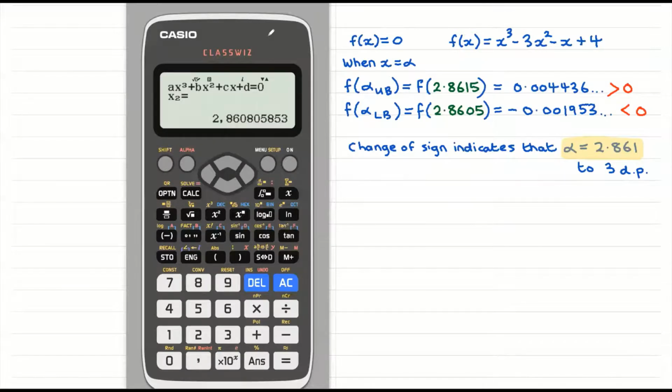Now you can see it's pretty close, and in fact it is accurate to 3 decimal places, and we could have got an answer just as good using the Newton-Raphson method, and it wouldn't have taken many iterations to do that.